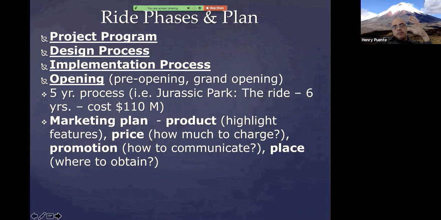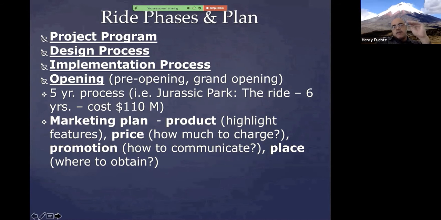And then you have the implementation process. This is where the construction actually begins. No more blueprints. The tangible ride is now starting to get built during the implementation process. So this is also where you start testing the ride, the beta testing, to make sure that there's no issues with the ride, because certainly you don't want people to get hurt, injured, or killed on the ride. So the implementation process is quite important.